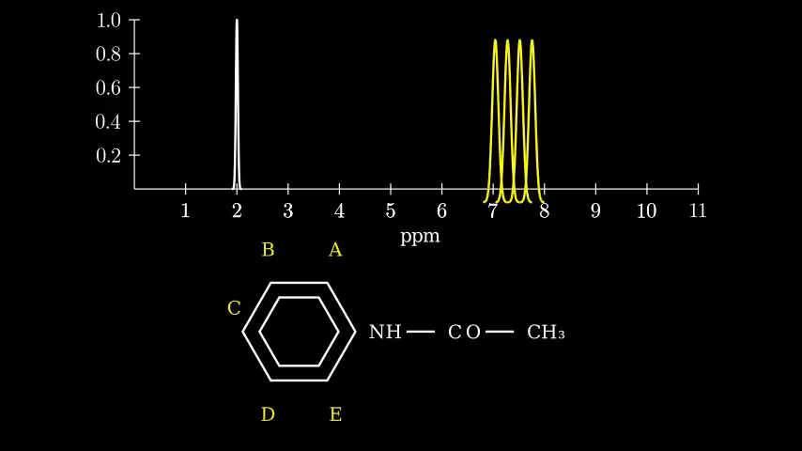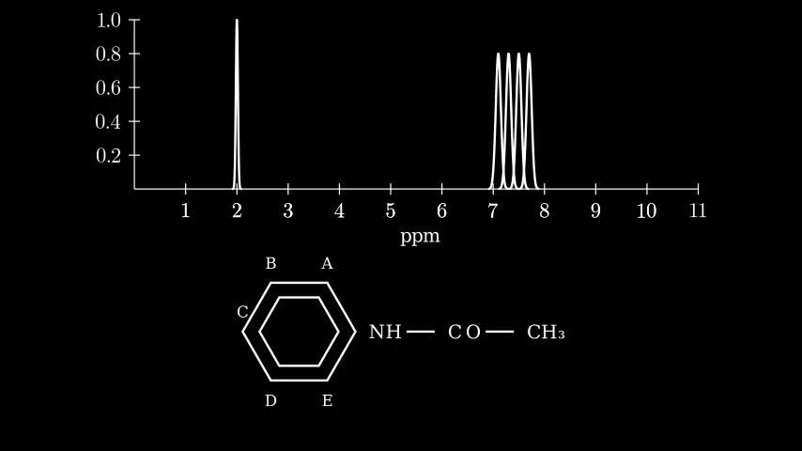The cluster of peaks between 7 and 8 ppm comes from the aromatic protons labeled A through E. These protons are in slightly different chemical environments due to their proximity to the amide group, giving rise to the complex splitting pattern. The sharp singlet at 2 ppm corresponds to the methyl group protons. These three equivalent protons produce a single sharp peak.